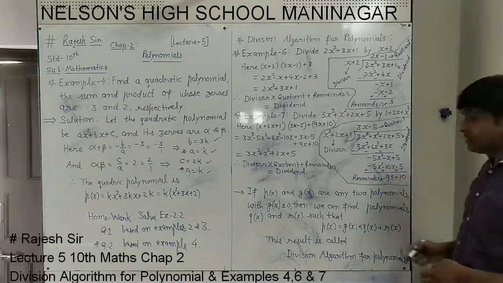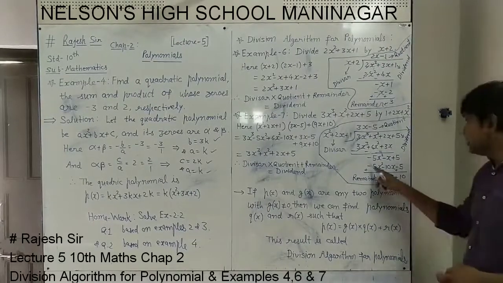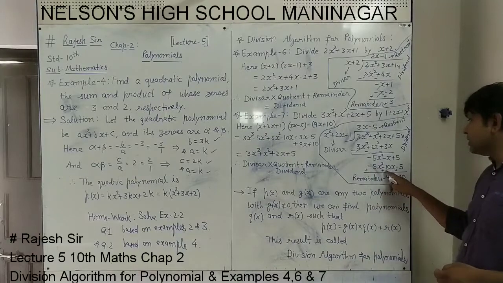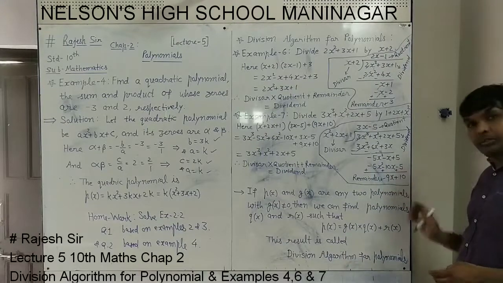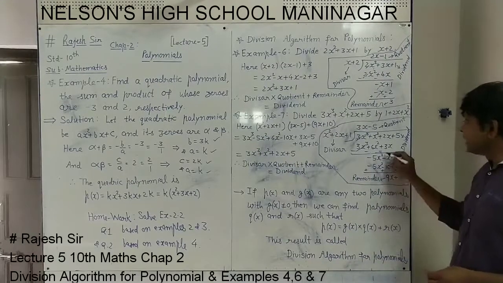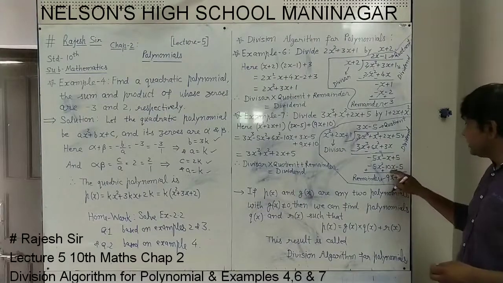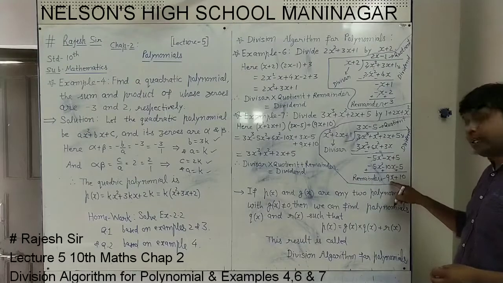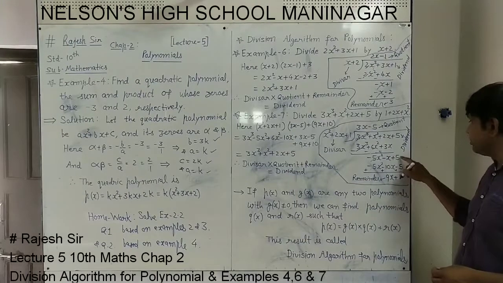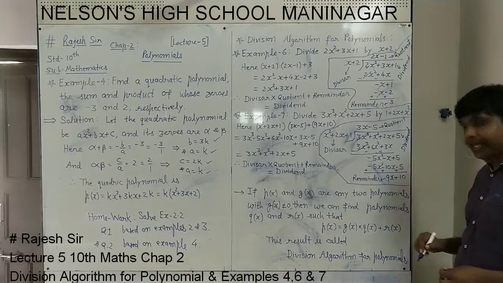Again the sign change concept because we are subtracting. This minus is considered as plus, this minus as plus, this minus as plus. Now minus 5x square and plus 5x square will be cancelled. Plus 10x and minus x, plus 9x. Plus 5 and plus 5, it will be plus 10.